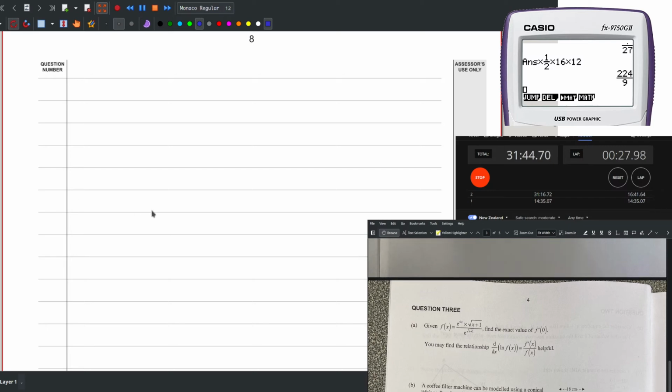Alright, 3a. f(x) equals 5x over e to the square root of x plus 1. Huh, okay.